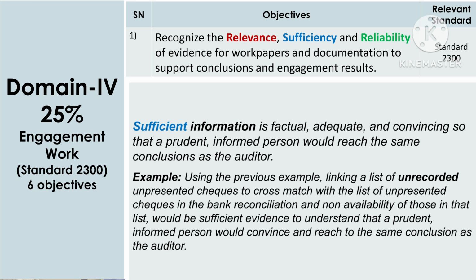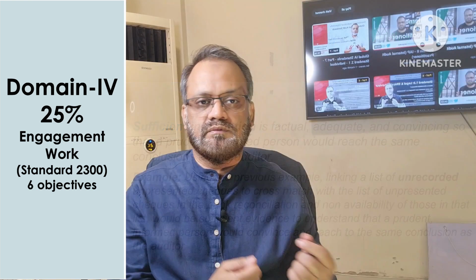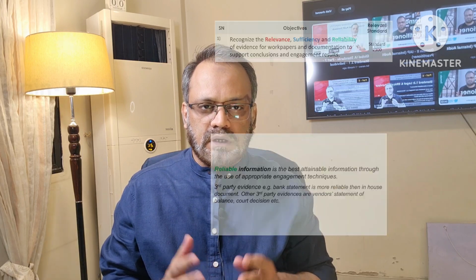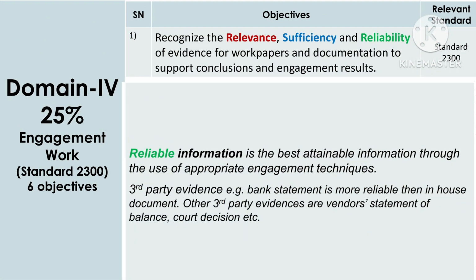Because you are giving a sufficient type of information and linking the bank statement, which is not created by you but came from the bank, and from your in-house information. Third is reliable information. So the reliable information is the best attainable information through the use of appropriate engagement techniques.